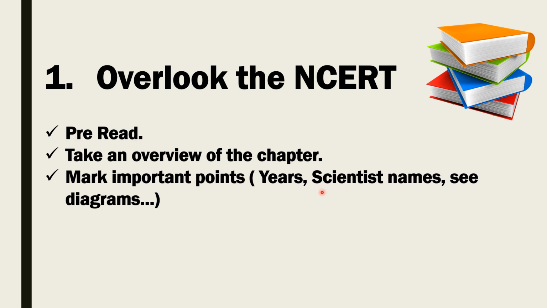Next is you can also highlight scientist names. For example, in the chapter Cell the Unit of Life, on the very first page, you will find names of scientists, what they have discovered. These are some important points which you can mark in the pre-reading.